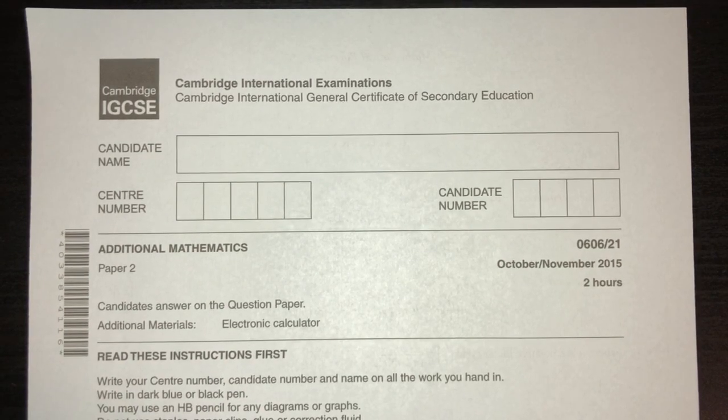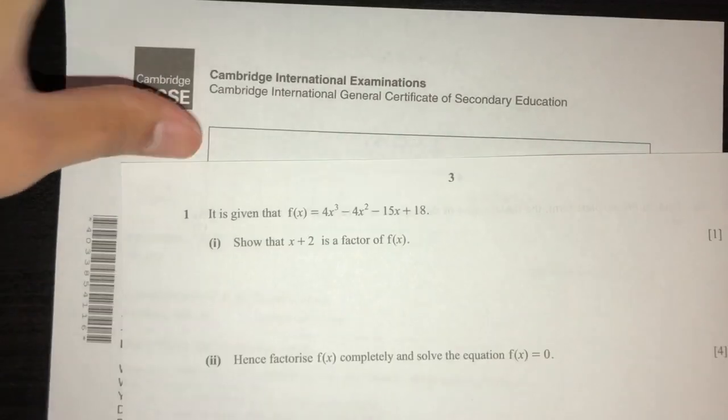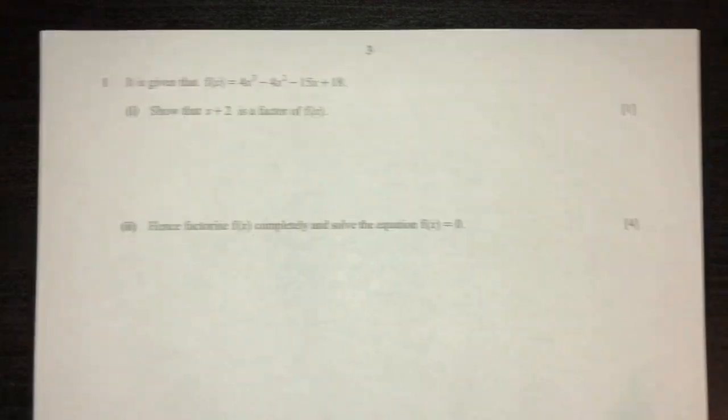This one is paper 2-1 of November 2015 of Math of the IGCSE paper. Now, in this video, we're going to be doing all the questions one by one and of course step by step. So without further ado, let's move on to question number 1.